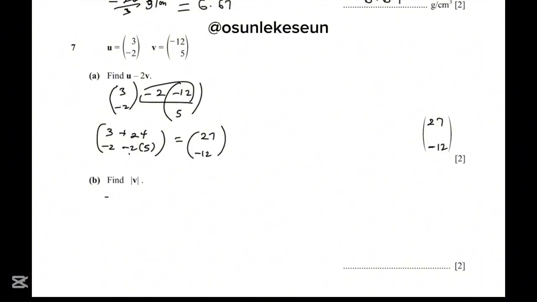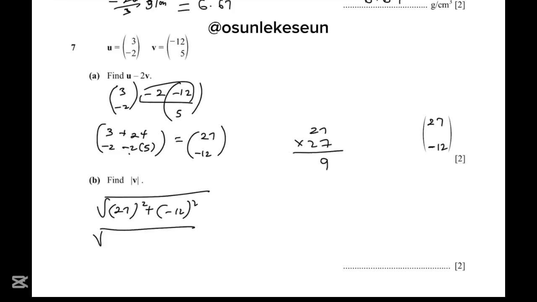So let's do that. What we do in this case to find the magnitude is we square both components and add them together. That is 27 squared plus minus 12 squared. So 27 squared, let's do that now. 27 times 27: 7 times 7 is 49, 7 times 2 is 14, plus 4 is 18... also 2 times 2 is 4, plus 1 is 5. So we can add it together.